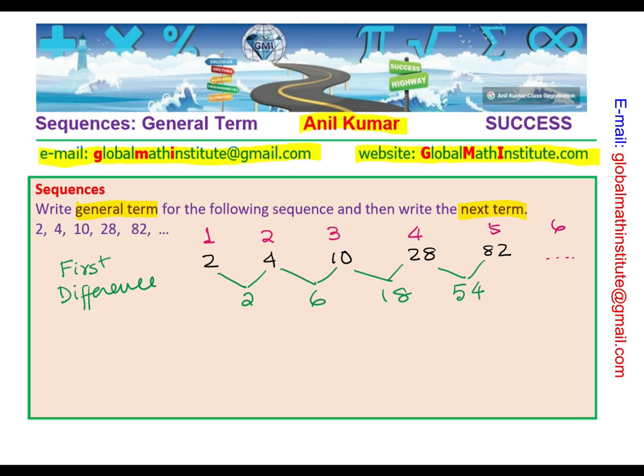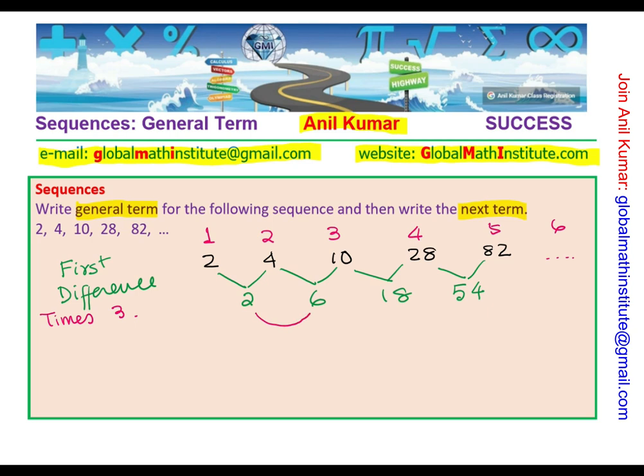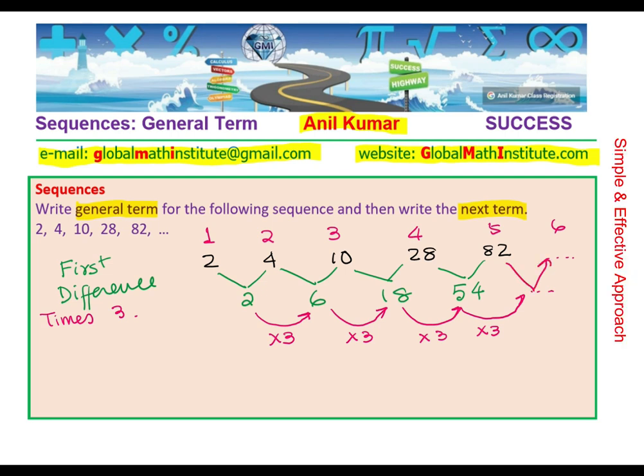Each term is times 3. So we see if I have to go from 2 to 6, it is times 3. Then again, that difference is times 3, and this is also times 3. We can multiply this by 3, get the number, add it, and get our sixth number. We could do that. Great.